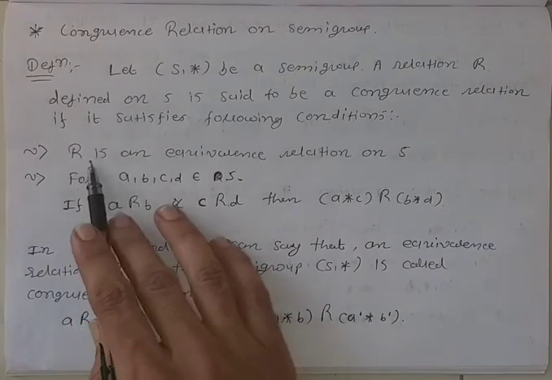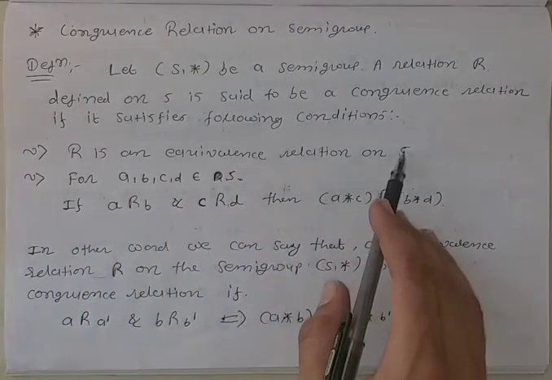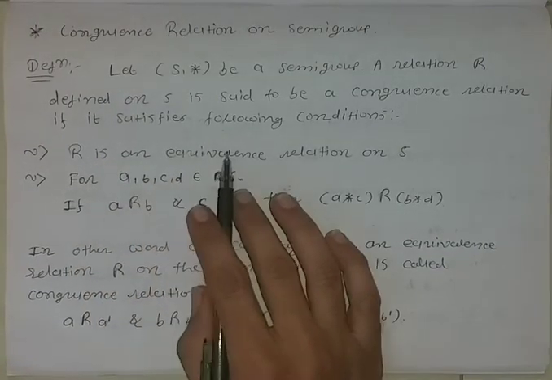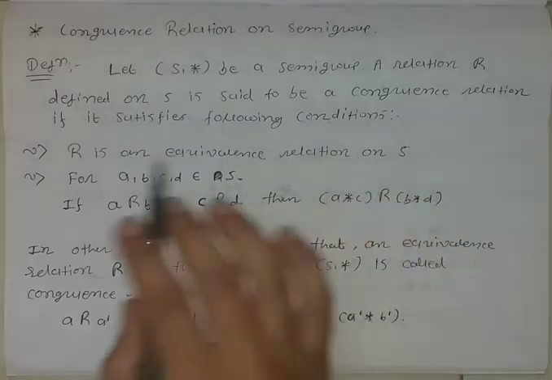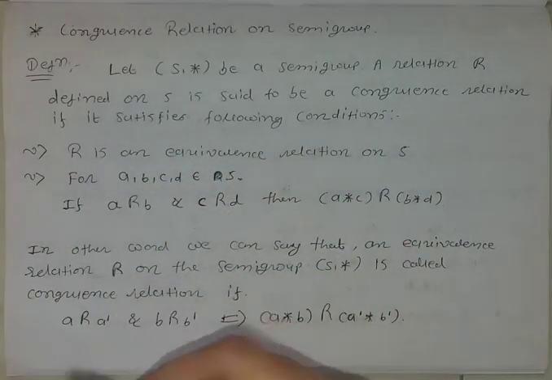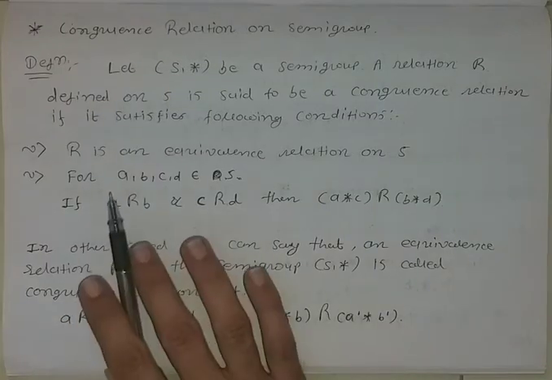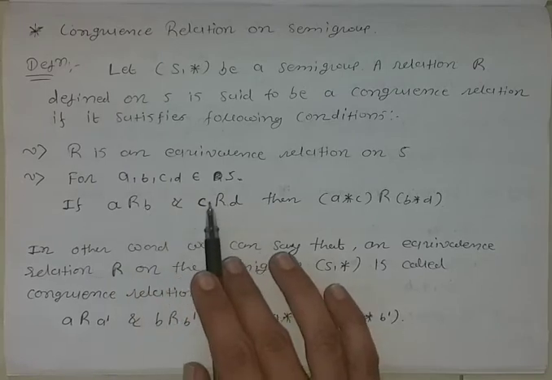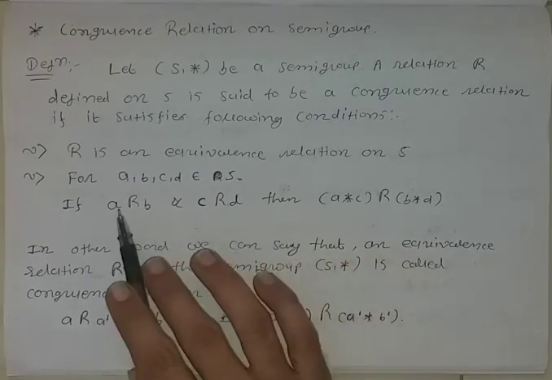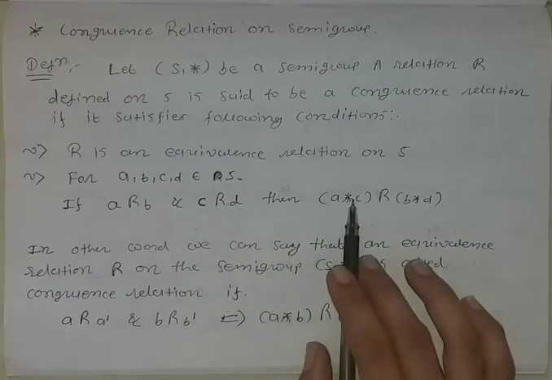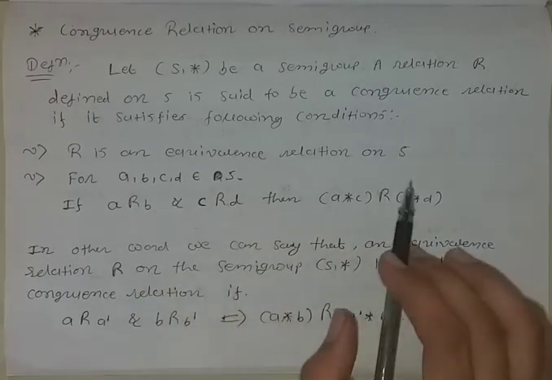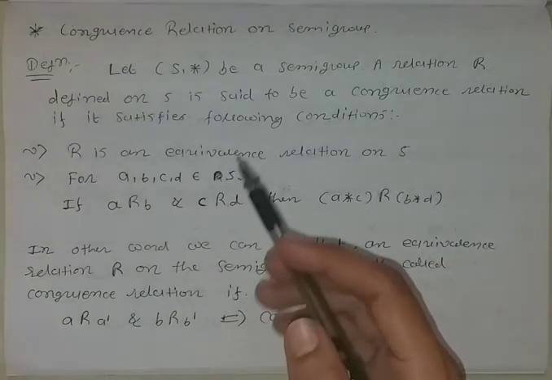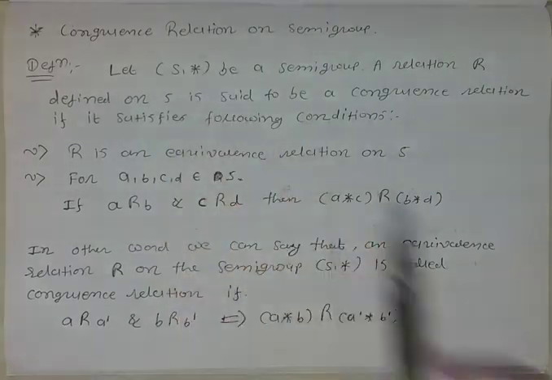First one is R is an equivalence relation on set S. What is R? R is an equivalence relation on set S. That means R is reflexive, R is symmetric, and R is transitive. Okay. And for a, b, c, d belonging to S, if a is related to b and c is related to d, then a * c is related to b * d. If these two conditions are satisfied, then we can say that R is a congruence relation on semigroup (S, *).